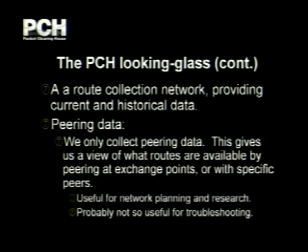We're running a route collection network. So we've got looking glasses in a whole bunch of different exchange points, and we're collecting peering data. So we're attempting to show what data you can get by peering in various places. We're hoping this is useful for network planning and research, but probably not so useful for troubleshooting, because since we're not showing full tables, if a route isn't in our routing table, that doesn't actually mean it's not reachable.